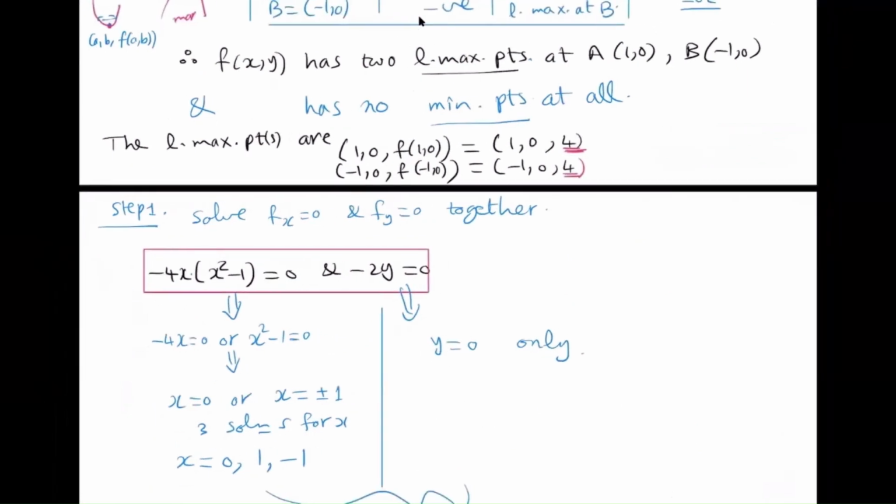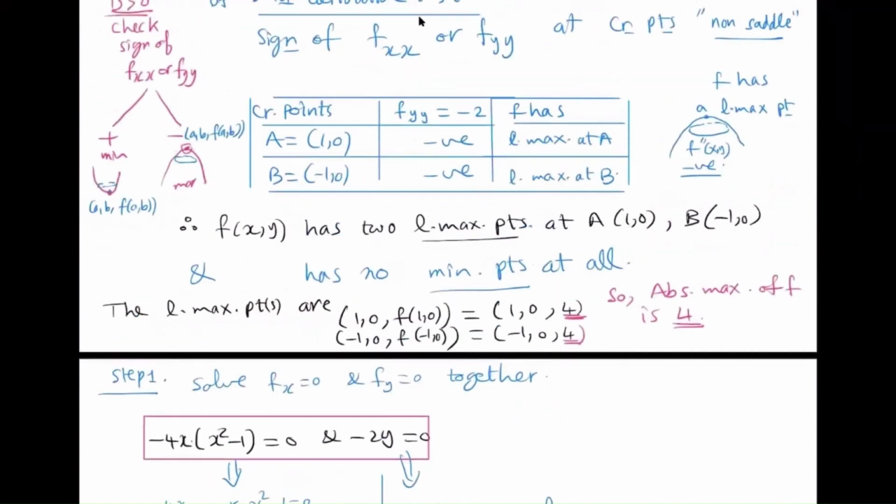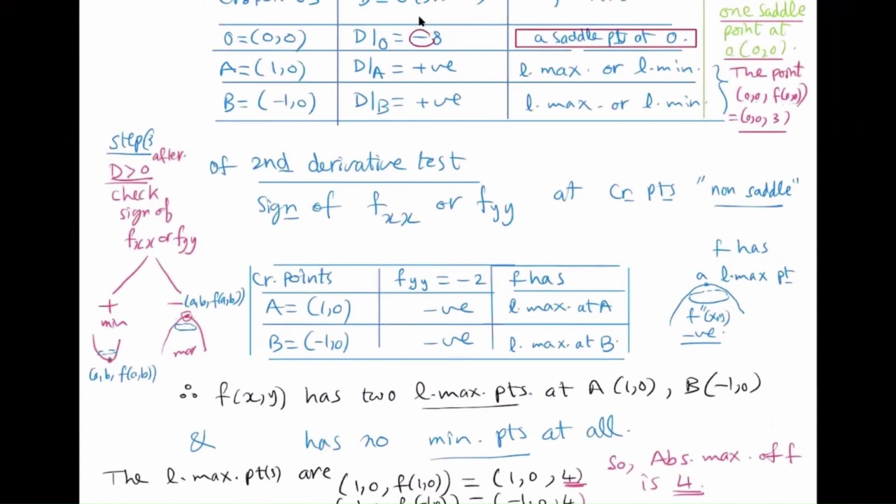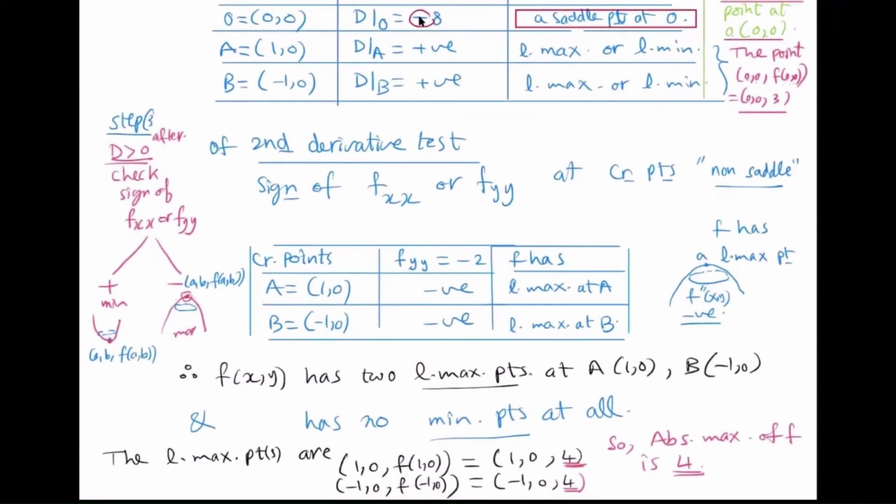So the absolute maximum of f is what? Of f is 4. Yes, this is the absolute maximum. What is the absolute minimum? It has no minimum at all. It has no local minimum point at all.